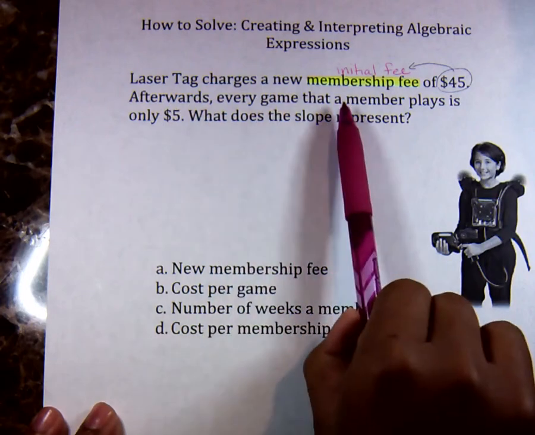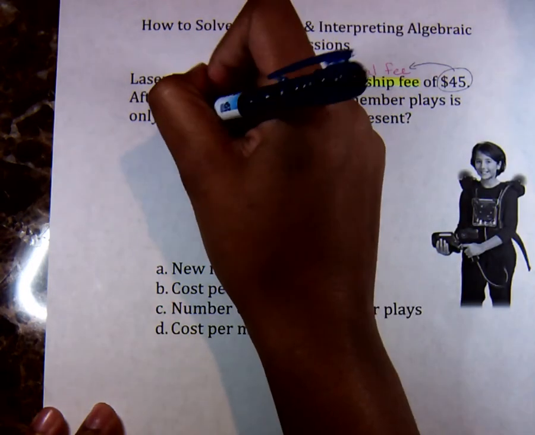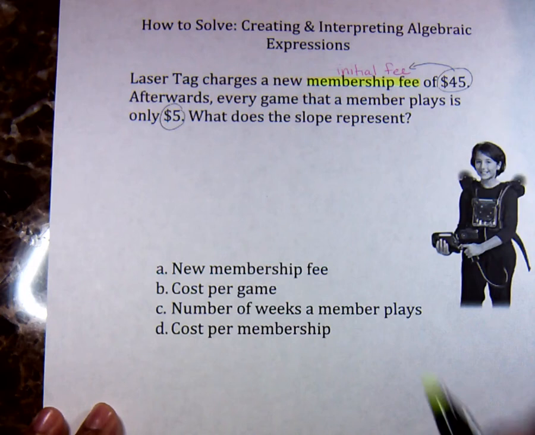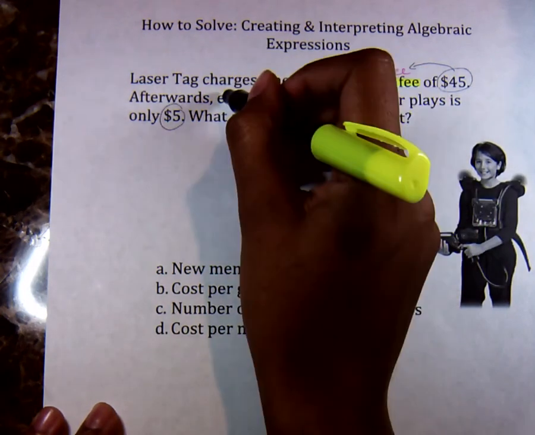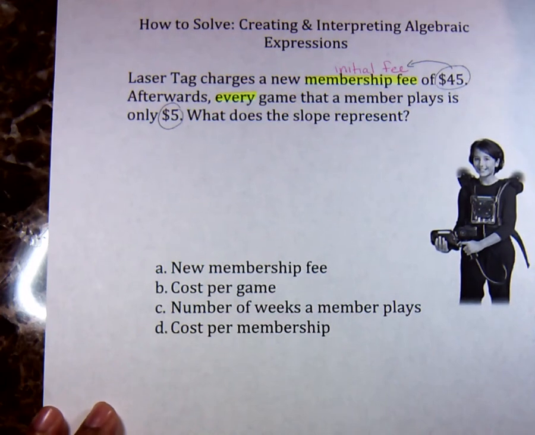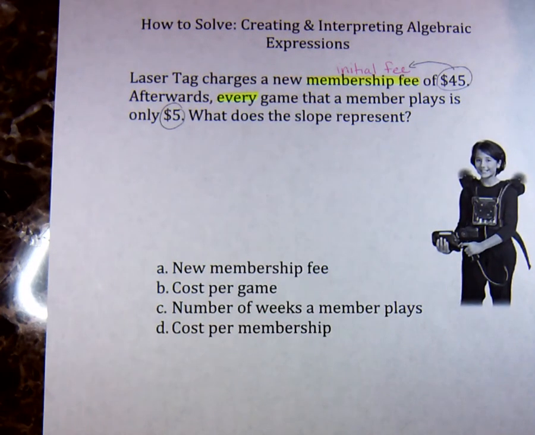Afterwards, every game that a member plays is only $5. So I'm going to circle the $5 because that is another number. And I'm going to highlight every, because every lets me know that per game it costs $5. And so my next step is I'm going to underline the vocabulary in the question because I need to know what the question is asking me.